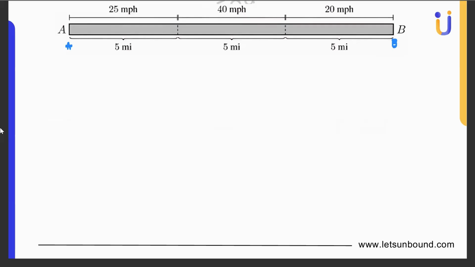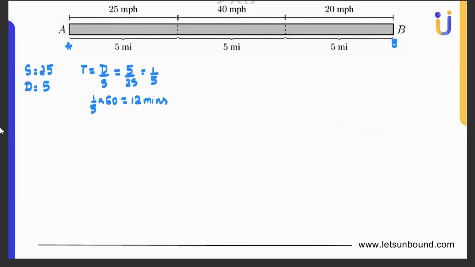For example, if 25 miles per hour is the speed, I know the distance is 5 miles in this case. To calculate the time, I have to do distance divided by speed, which is 5 divided by 25, which is 1/5. So 1/5 of an hour, times 60 to convert it into minutes, I will get 12 minutes. It will take the first person 12 minutes to cover the first stretch.